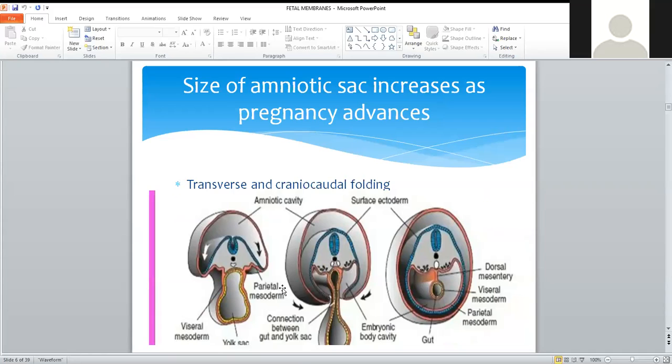The size of the amniotic sac usually increases as the pregnancy advances. I'm not sure if you've done embryonic folding, but there's usually transverse folding and craniocaudal folding. This is transverse folding that has been shown here. As the pregnancy advances, the size of the amniotic sac increases. This will be relevant when we are discussing things like oligohydramnios, which results in less amniotic fluid.